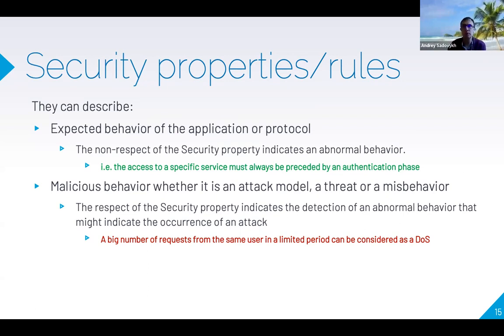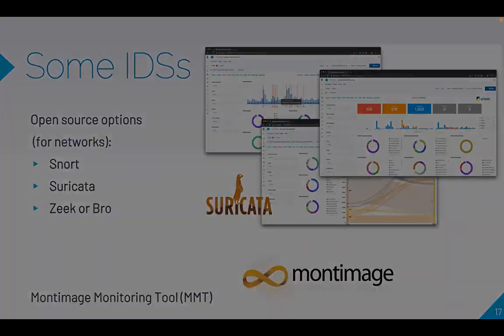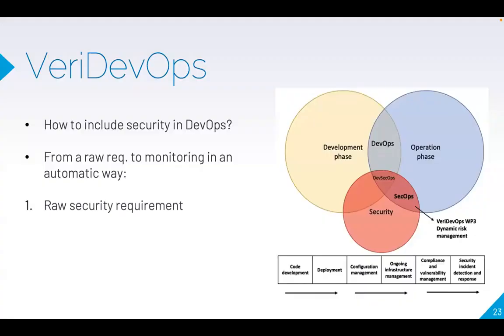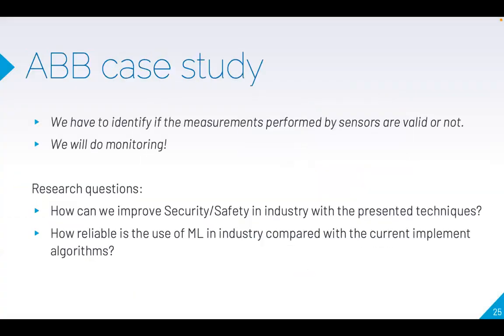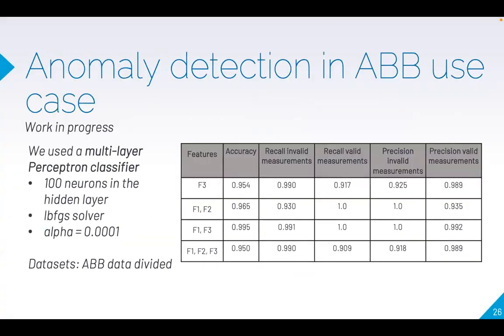Any other questions from the audience? I have one question. It's on the slide where Johanny presented a case study with ABB. You mentioned this solver, which I think was an abbreviation of something. I was wondering what this was, under this hidden layer, this LBFGS solver. These are parameters of the classifier. At this moment I'm not able to give you details about it.